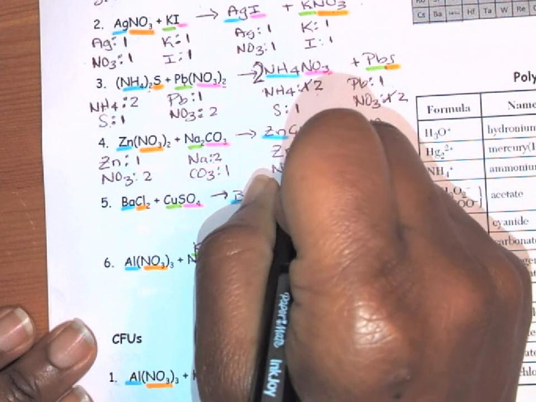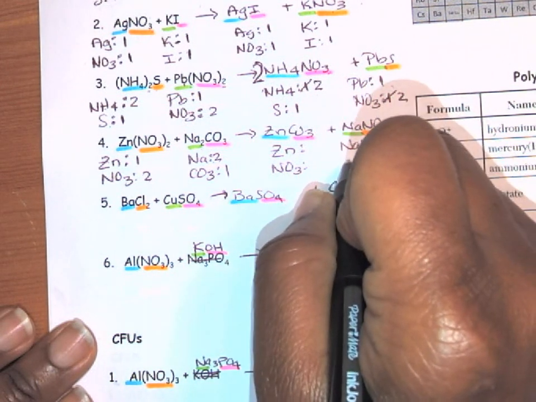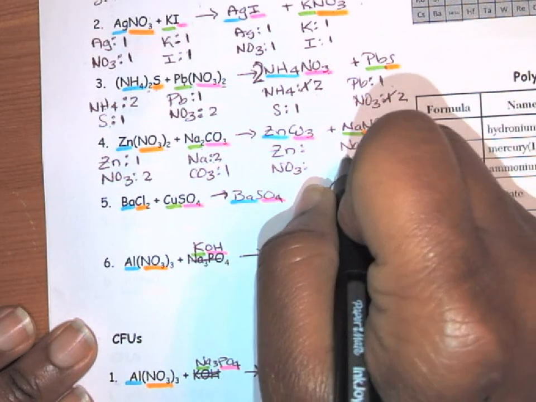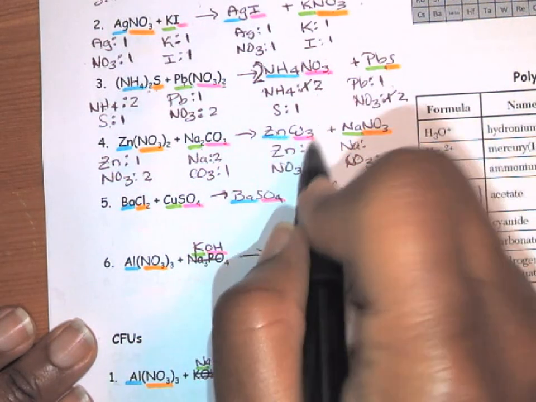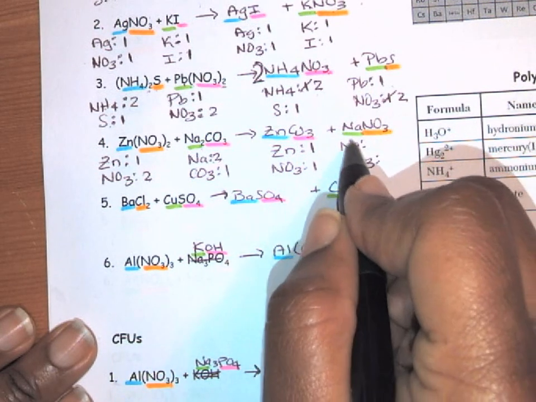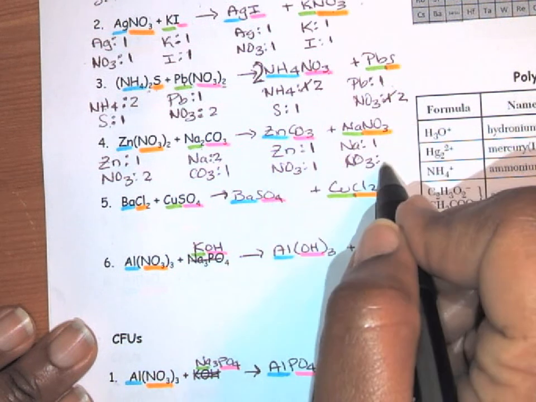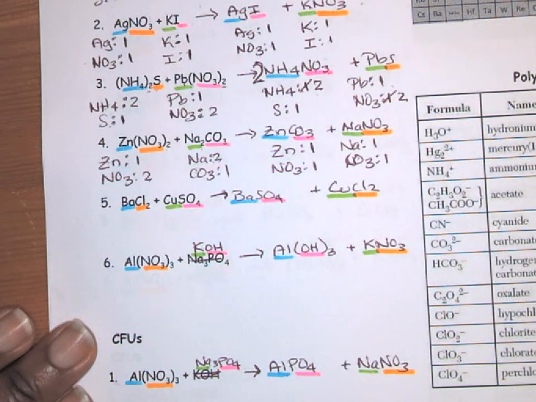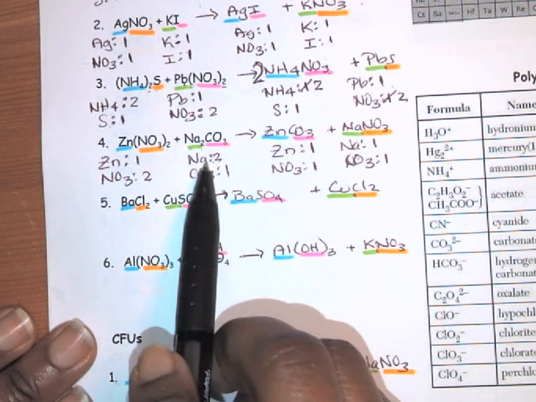We're going to get our tally on the product side. Sorry, CO3. Okay, so I've got 1 zinc. I've got 1 nitrate. I've got 1 sodium. And I've got 1 carbonate. All right, so looking at this, my zincs look good, but my sodiums don't, so that's the first thing I'm going to try and balance.